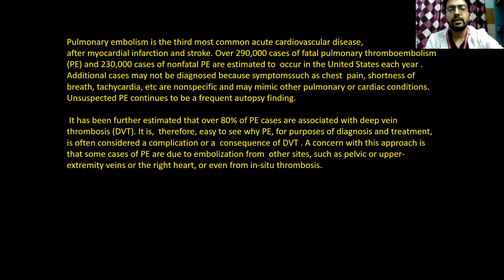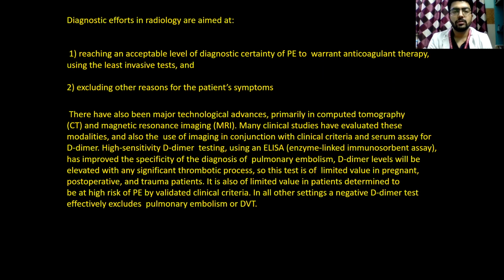It has been further estimated that over 80% of pulmonary embolism cases are associated with deep vein thrombosis. It is therefore easy to see why PE, for purposes of diagnosis and treatment, is often considered a complication or a consequence of DVT. The concern with this approach is that some cases of PE are due to embolization from other sites such as pelvic or upper extremity veins or the right heart, or even from in situ thrombosis.